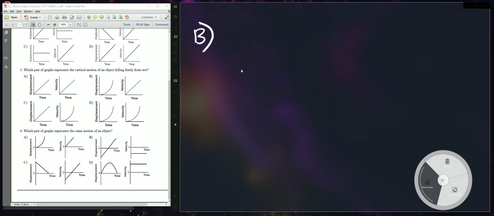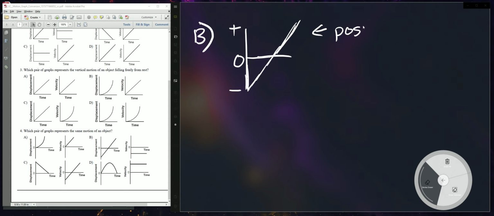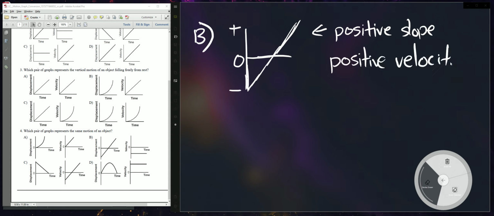So choice B, you're starting from a negative position, and you're going upwards, and that must mean this is a positive slope. That must mean you have a positive velocity. It doesn't matter if it's negative here. You're still traveling in the positive direction, getting closer and closer to the positive direction.